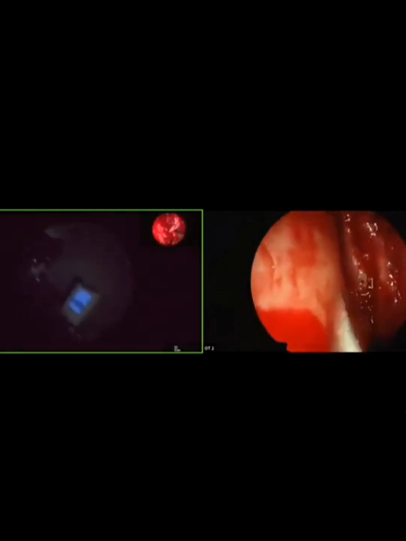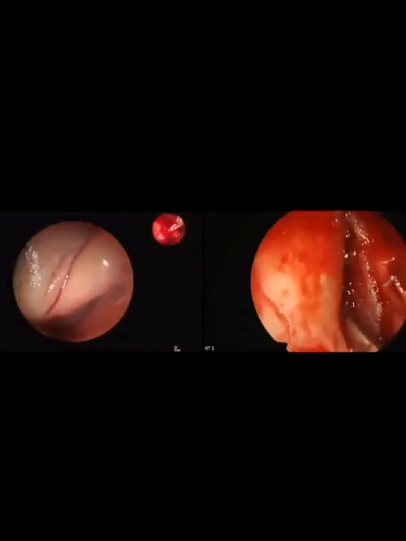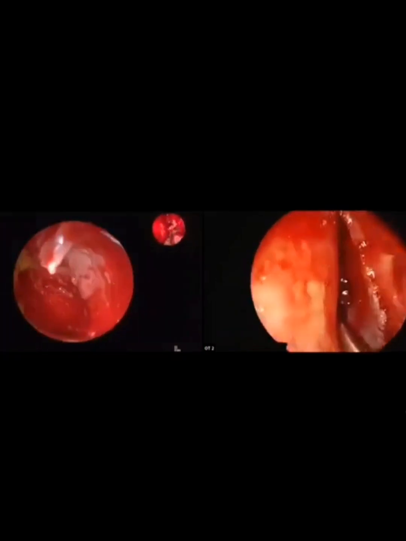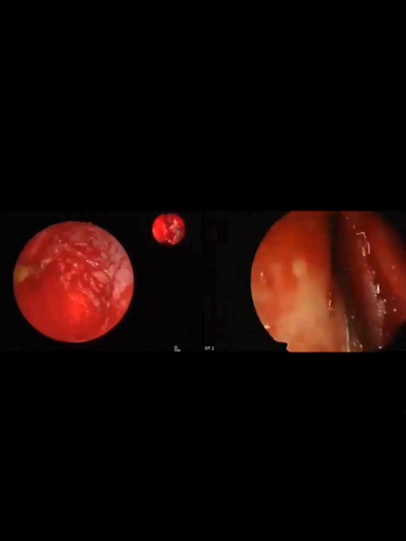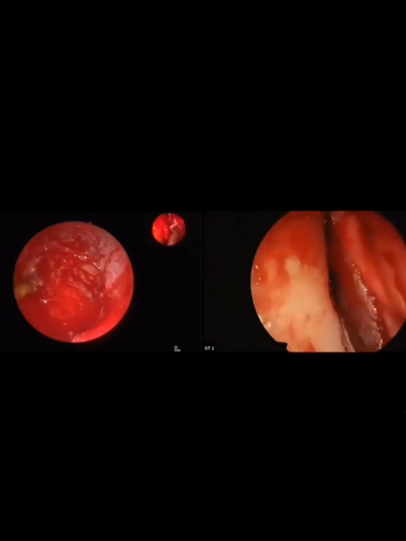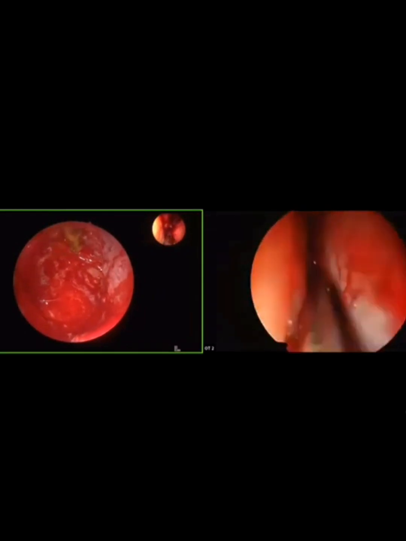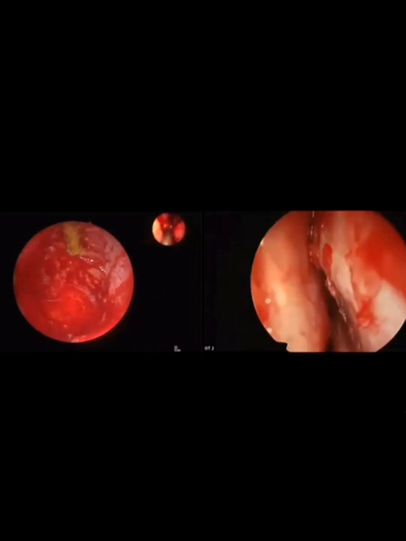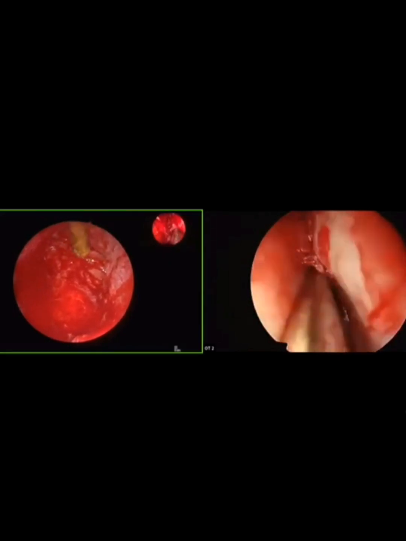Otherwise, wash. Hitesh, there is a basic principle of FESS that once you have opened up the sinuses, the ventilation and drainage is maintained, and the cobblestone mucosa of the maxillary sinus gets back to normal. Sir, I am not removing all the mucosa. I am removing it because of pus.